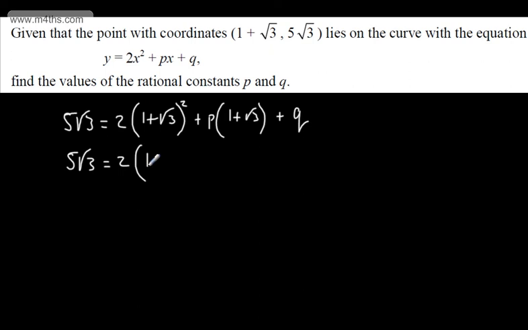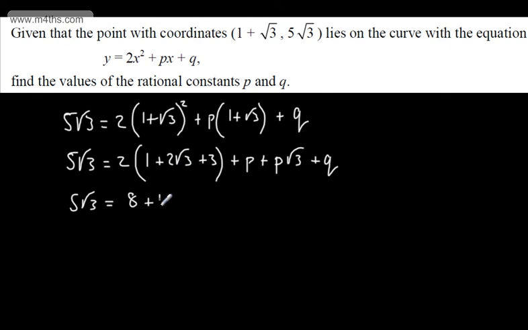So we've got 5 root 3 will be 2 lots. If I expand this, I'm going to get 1 plus root 3, which is going to give me plus 2 root 3. And then root 3 times by root 3 is just going to give me 3. I'm then going to expand this bracket, and I'm going to get plus p multiplied by the root of 3 plus q. If I now just collect the 1 and the 3, that gives me 4, and then expand the brackets. 1 plus 3 is 4, 2 times by 4 is 8, plus now the 4 root 3, and then we're going to have plus p root 3 plus q.